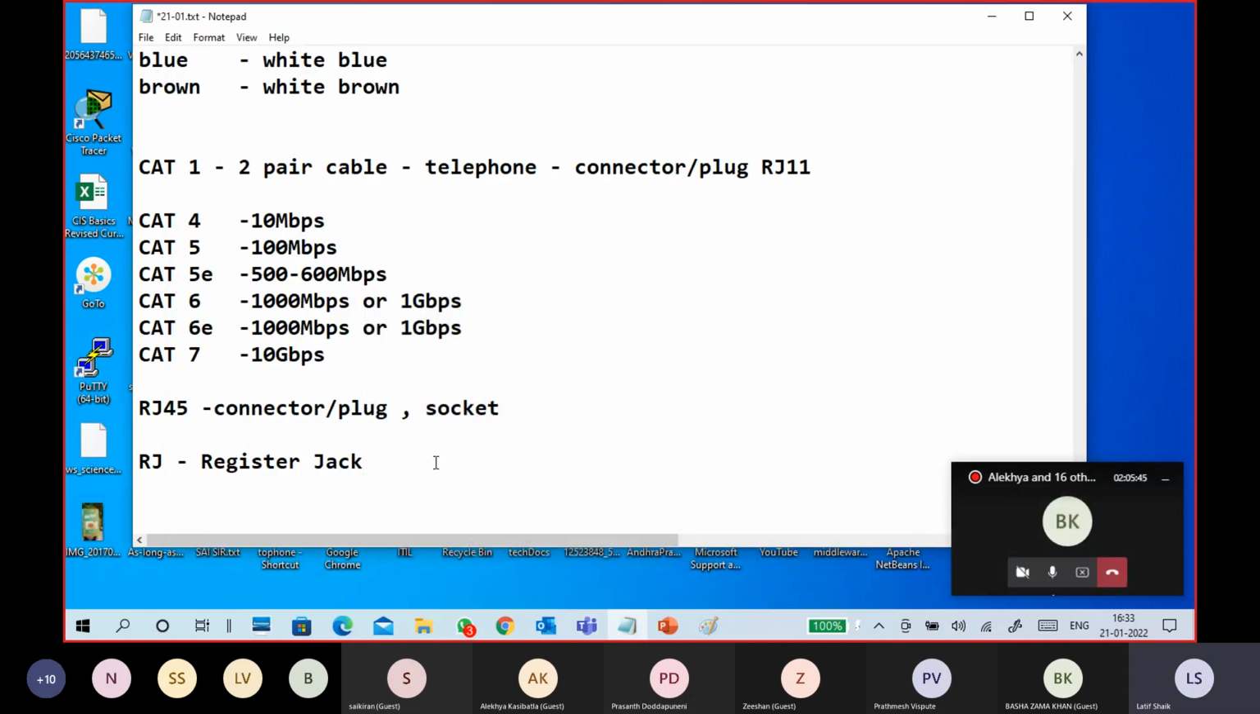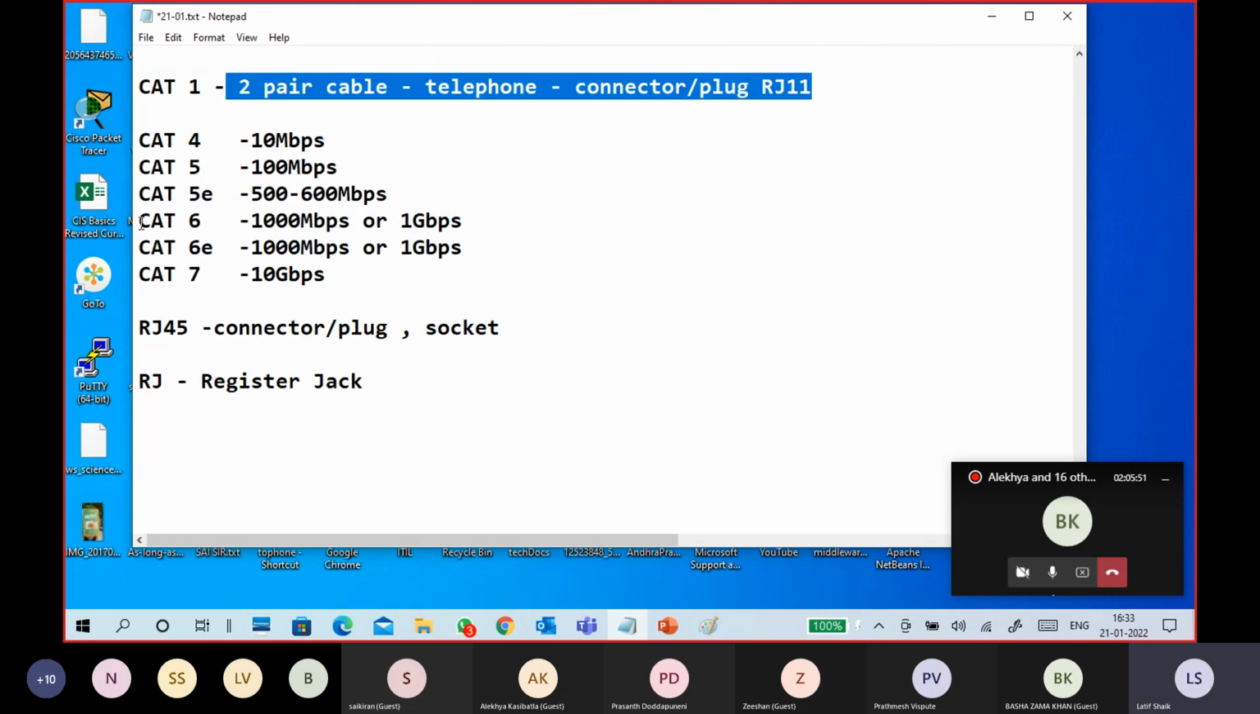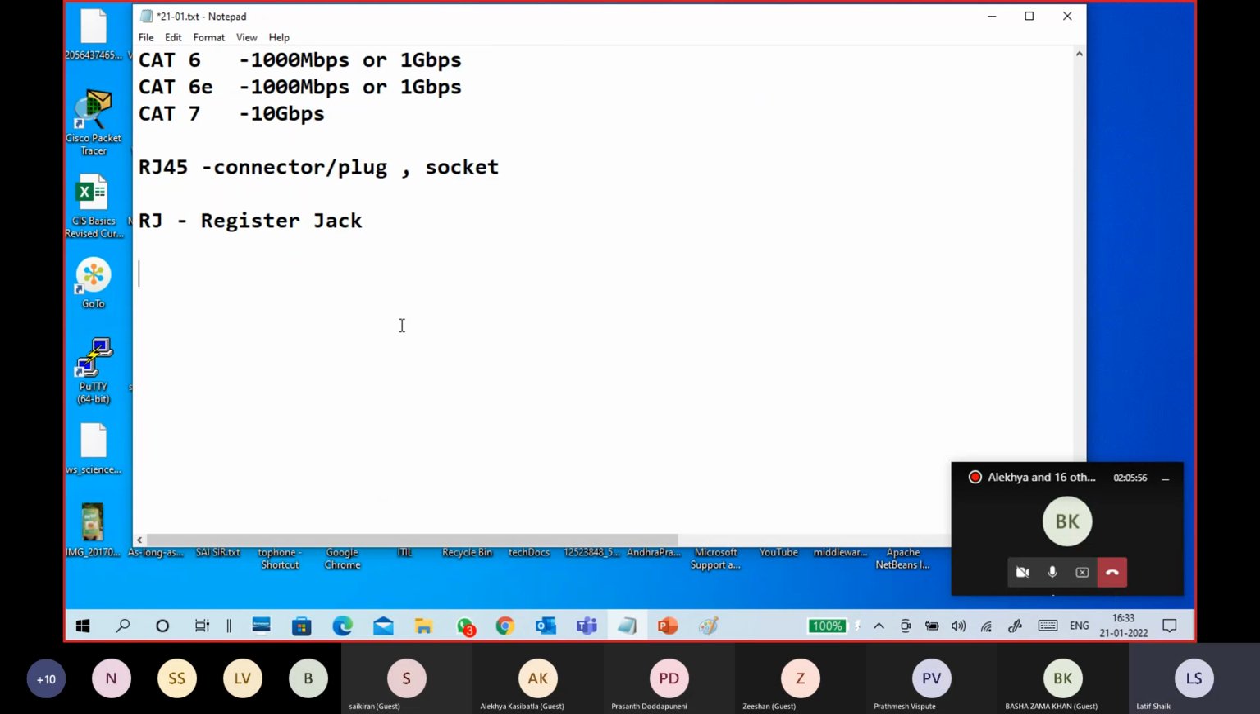That's the easiest one. Okay, category 1 cable is for a telephone connection. Cat6 we are generally using. That's it about cables for now. There is also a small part about cable coloring standards, but that's not a point now. So we'll go to the different cables we are discussing.